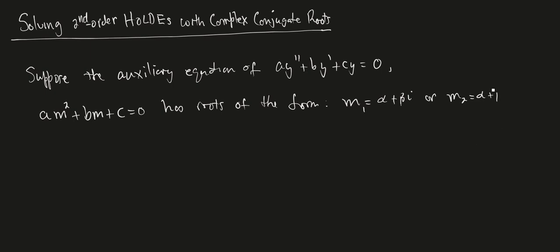So suppose our roots end up being of this form, where alpha and beta are real numbers, and i is the square root of -1. So what do we do in this case? Well, let's see what it says.